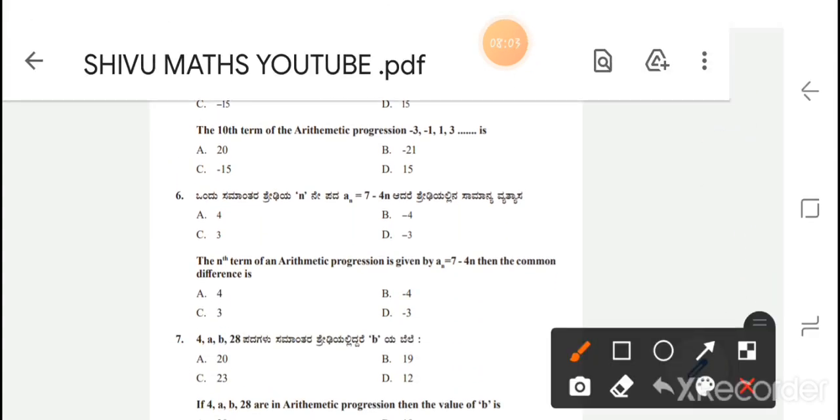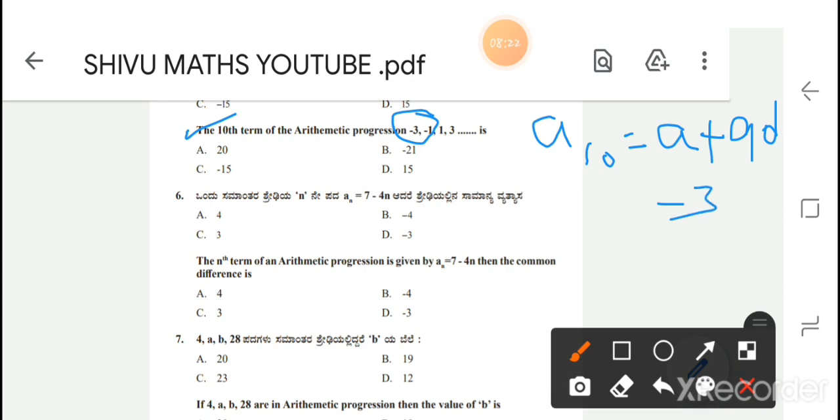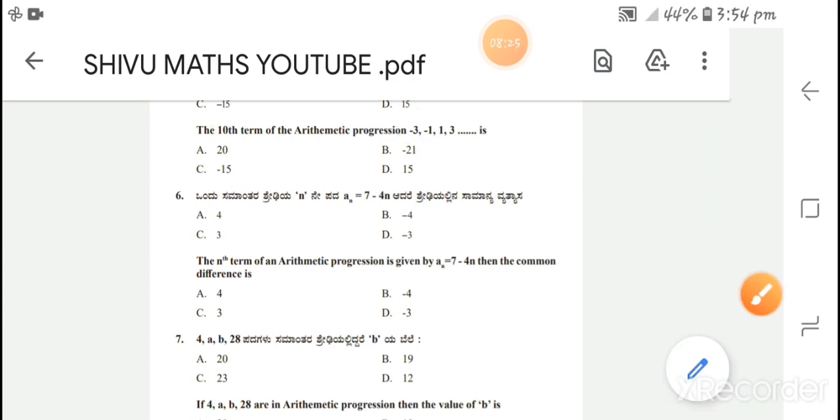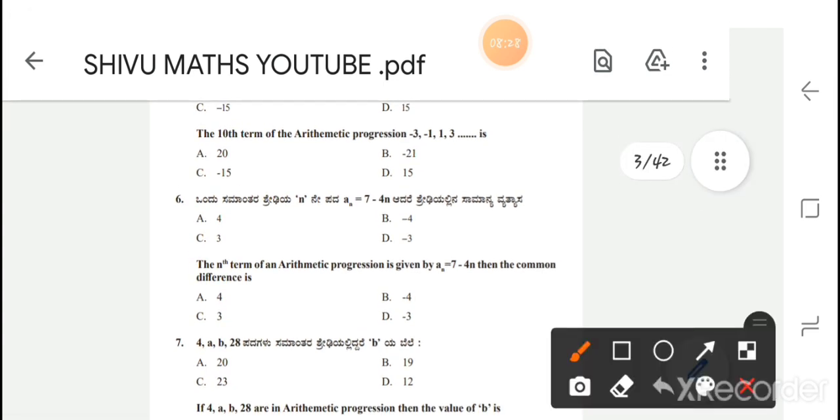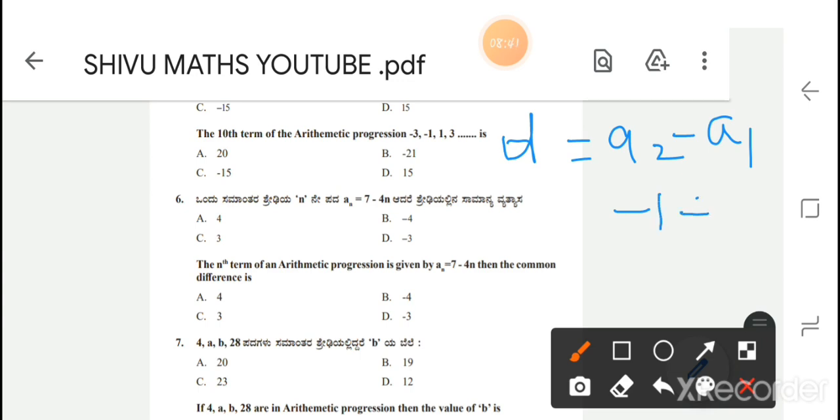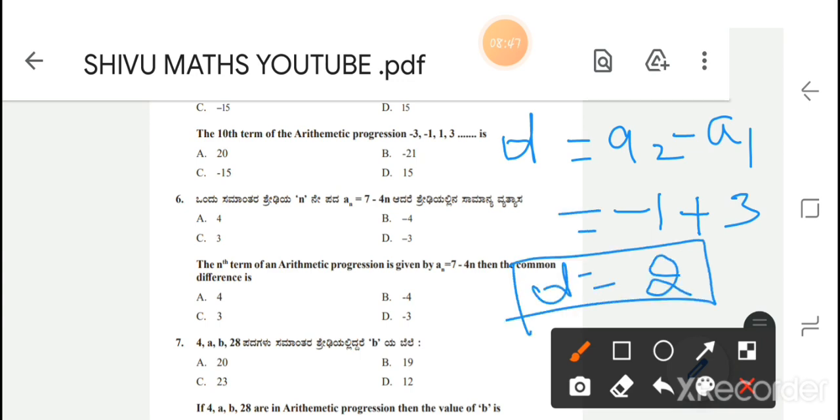Okay, next we will pass on to fifth question. What is that fifth question? The 10th term of an arithmetic progression is, so you know the 10th term A10 is A plus 9D. Here it is given that first term is minus 3. You need to find that common difference. What is that common difference here? Here d is equal to a2 minus a1. Here a2 is minus 1, a1 is minus 3, again minus into minus plus 3, so d is plus 2.